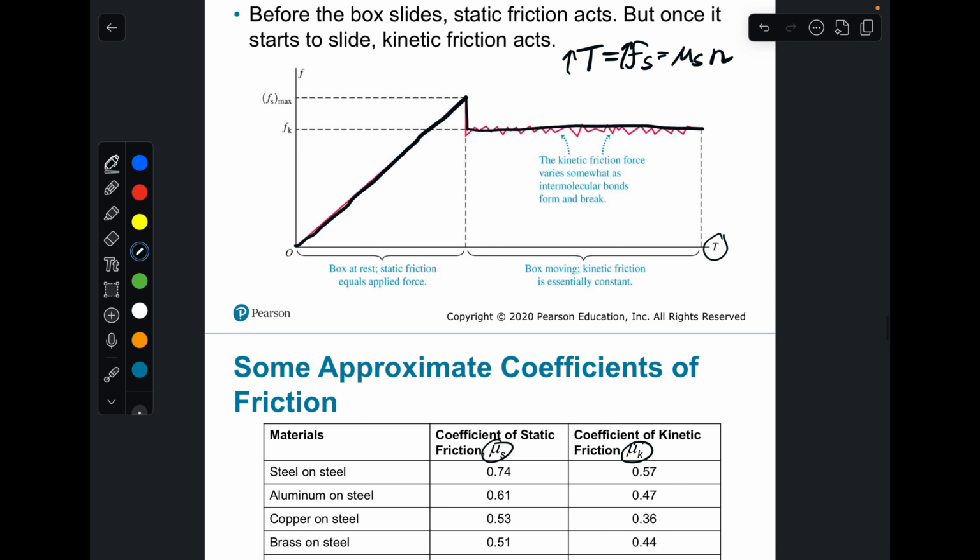And that's exactly what this graph is telling you, right? The maximum static force, which is mu s n, is greater than the kinetic friction force, because n is obviously the same.